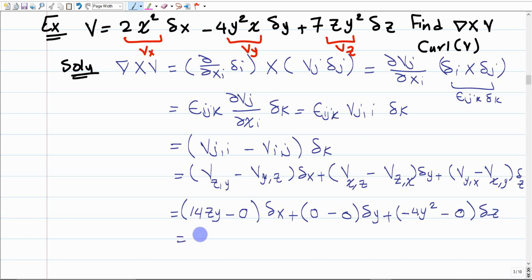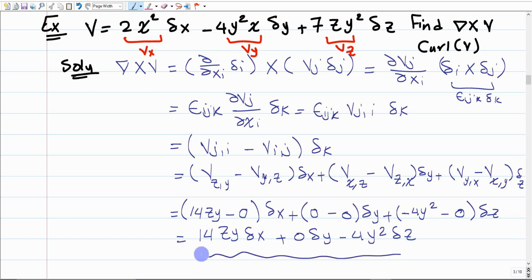So if we decided to rewrite this form, we end up with 14 zy delta x plus 0 delta y negative 4y squared delta z. This gives us the curl of the vector v, where, as you remember, we said that the cross product of two vectors should give us a vector quantity. So that's why this is the vector, which is the curl of the vector v, which is a vector field as given in this example. Make sense? So this is for the curl of the operator.